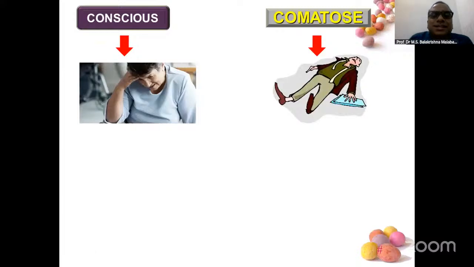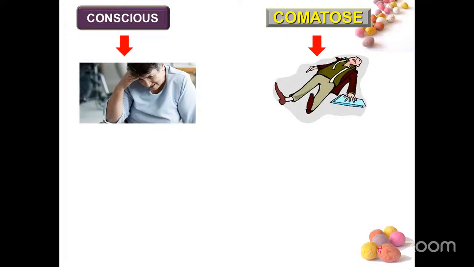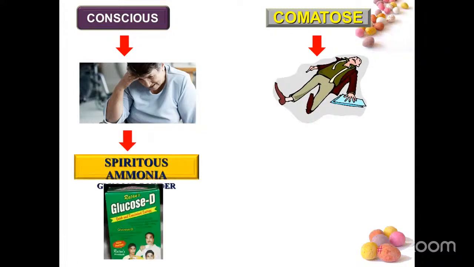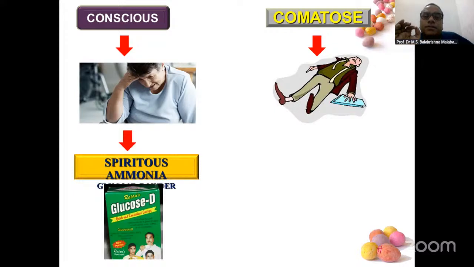So now, whenever there is syncope, two conditions can happen. Either the patient can become unconscious, or the patient is conscious but feeling a little giddiness. If a patient is feeling giddiness but is conscious, then spirit of ammonia can be given. Spirit of ammonia is a respiratory stimulant. You can soak it in cotton and bring it towards the nose of the patient. It acts as a respiratory stimulant, which is a very, very important MCQ. And then you can even give glucose powder. Okay, the glucose powder, you can give that.